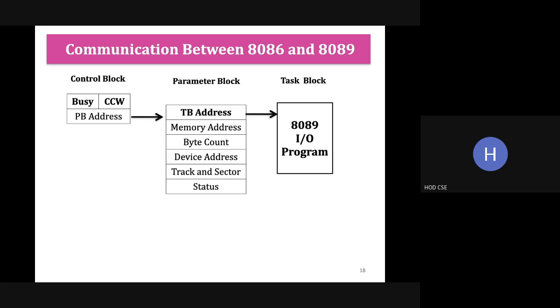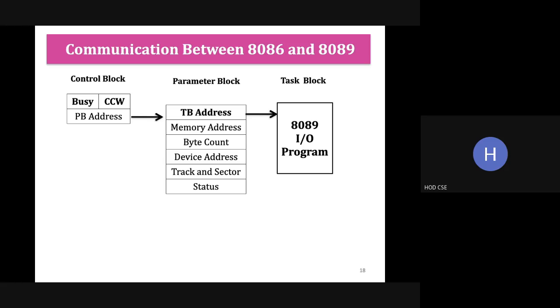The control block consists of BC and CCW. CCW is channel control word. The channel control word only issues the commands to the IO channel, whether you have to suspend the data transfer operation, resume, halt, or start the data transfer. All these commands will be issued by the channel control word, that is CCW.